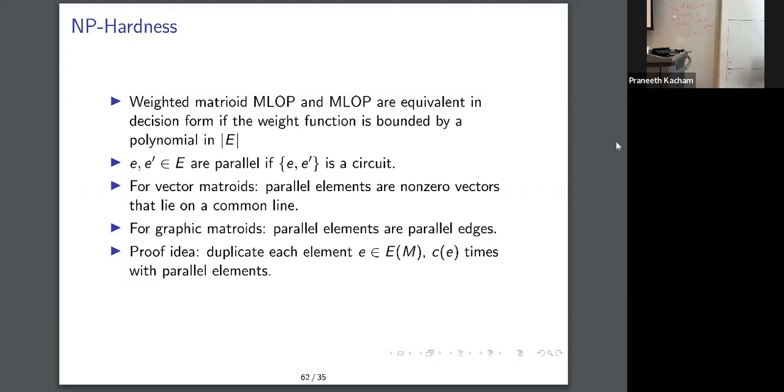So what we do for a graphic matroid is, if we are given a graph, then we add another vertex. We add edges to all other vertices from that new vertex S. And then intuitively, this is going to make the optimal tree to be this star. And then the question becomes, in what order should we label the edges of this star?